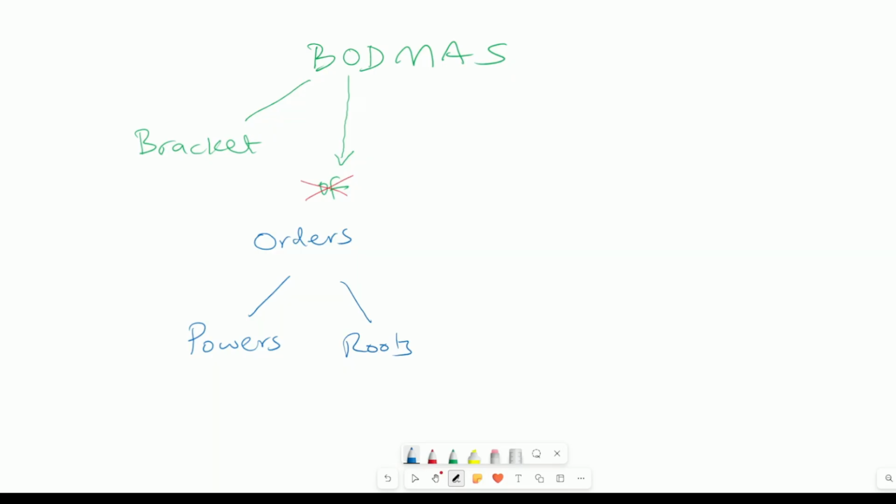But in BODMAS, the O stands for orders, and the orders are subdivided into powers and roots. Okay, now we know the rest. We know the rest because our primary school teachers did a good job by telling us correctly what the rest are. D is division. M is multiplication.